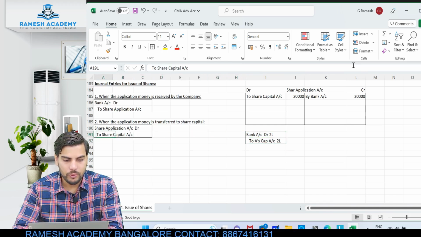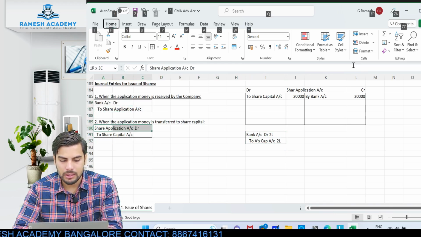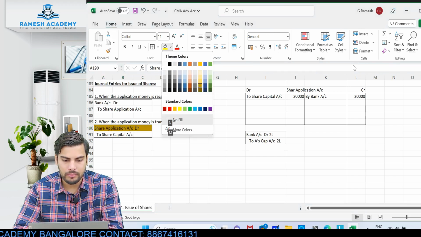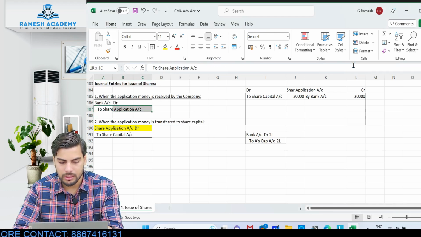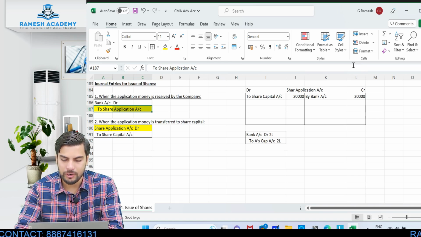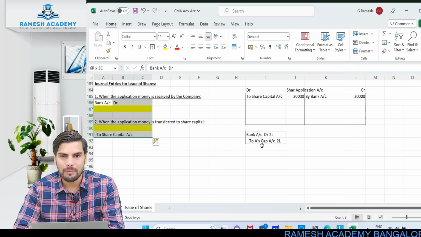Here also, the ultimate entry would still be the same. Share application account debit over here and share application credit over here. This will get nullified, so this will get eliminated. So what is left over? Don't you think it is just bank account debit to share capital account? Here we called it A's capital account because it was a proprietorship, but in case of a company we'll be calling it share capital.